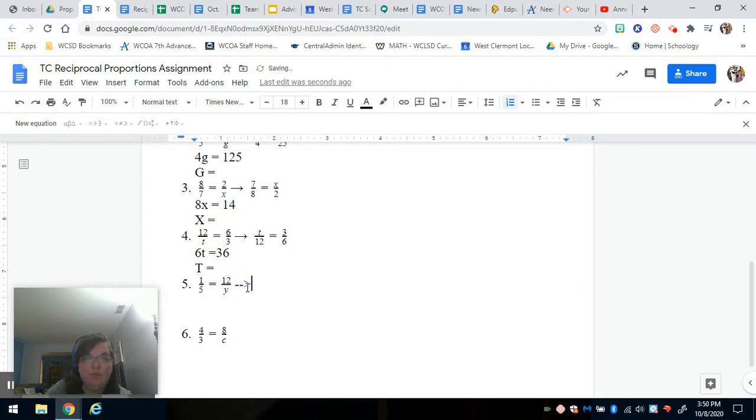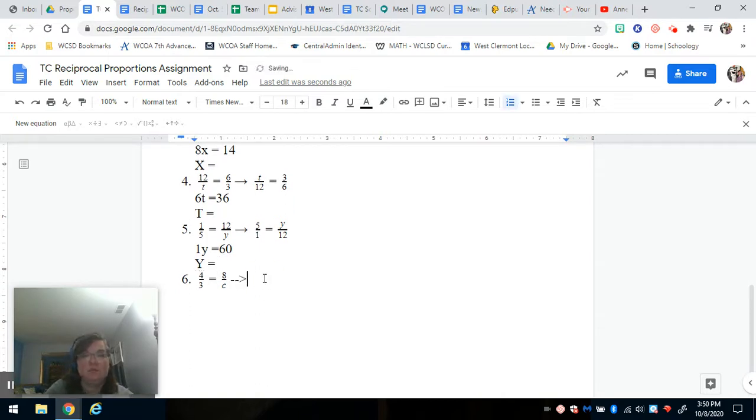Next one, new equation. The reciprocal of 1 over 5 is 5 over 1, set equal to y over 12, because that's the reciprocal of 12 over y. And then we cross multiply. So we're going to get 1y equals 5 times 12, which is 60. Now to get y by itself, we have to divide both sides by 1. So you're going to divide 1y by 1 to get y, and divide 60 by 1 to find the answer. I don't know what that possibly could be.